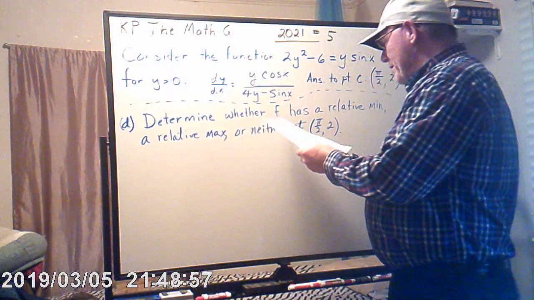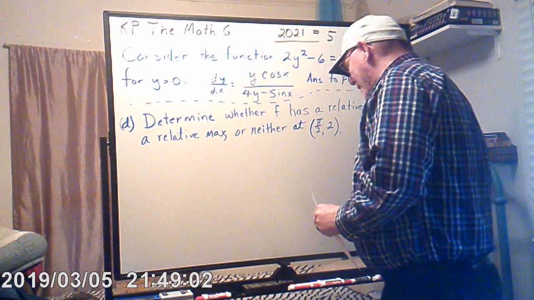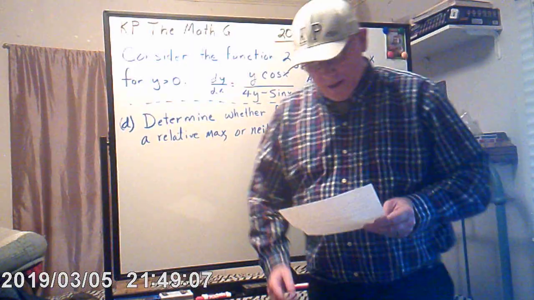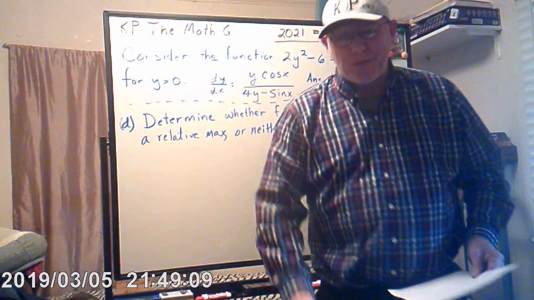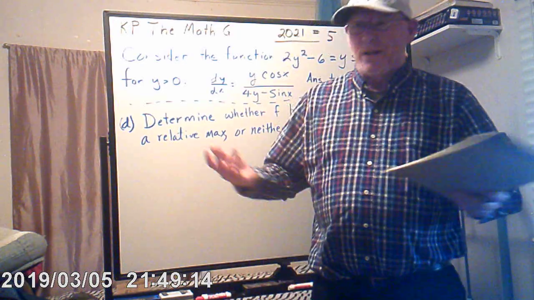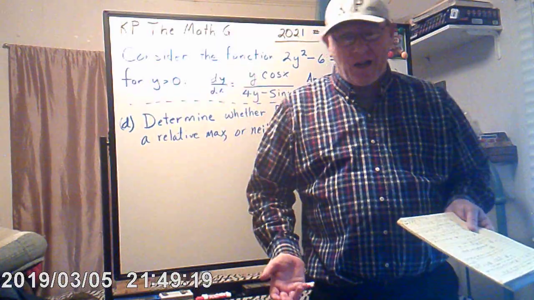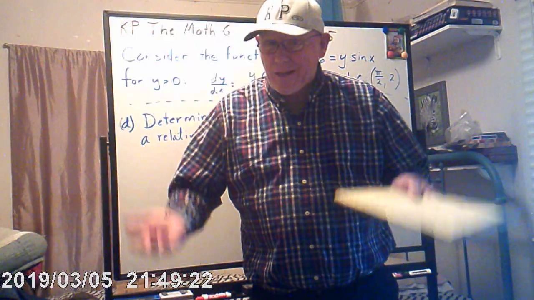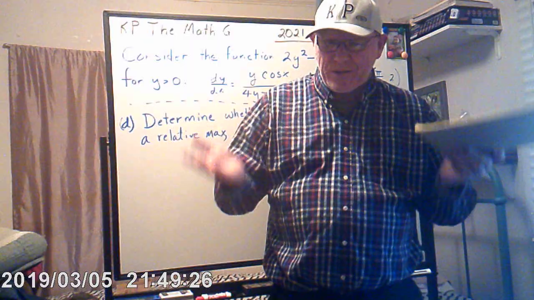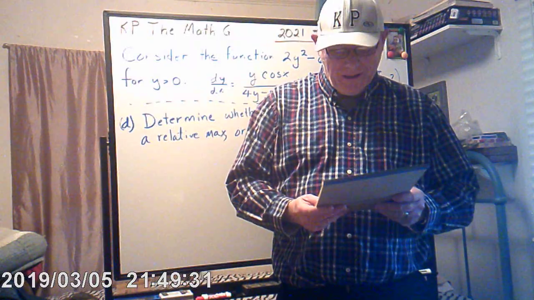It says determine whether f has a relative min, a relative max, or neither at pi over 2, comma 2, the point that you found in part C. I love this problem, I really do. The only thing about this problem that's a little bit difficult is that it is laborious. I'm not saying boring, it's laborious. It takes time, and you have to be precise, or you may miss this problem very easily.